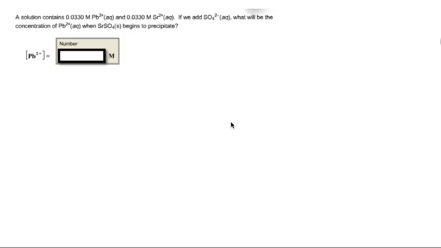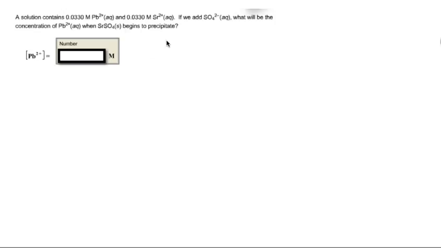Okay, so a solution contains 0.033 molar lead and 0.033 molar strontium, and we're going to add sulfate slowly, and we're going to precipitate. First, we're going to end up precipitating the lead sulfate, then the strontium sulfate. So how much of the lead is going to be there when we precipitate the strontium sulfate?